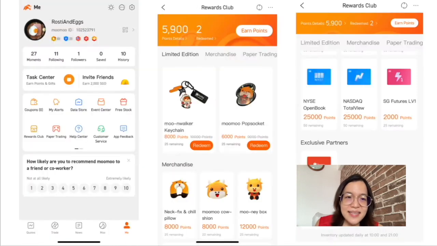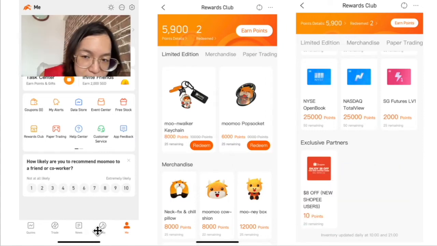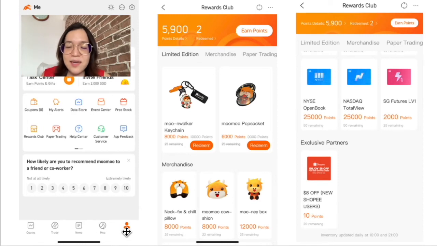Right, then another thing I noticed, if you go on to the next page, so I will not talk about all the tabs like the news and things like that, but on the Me page, I noticed that if you go to the rewards club, there are some changes. So there is some new merchandise by Moomoo. I have the neck pillow, so I think they just added this keychain and pop socket, which is cute.